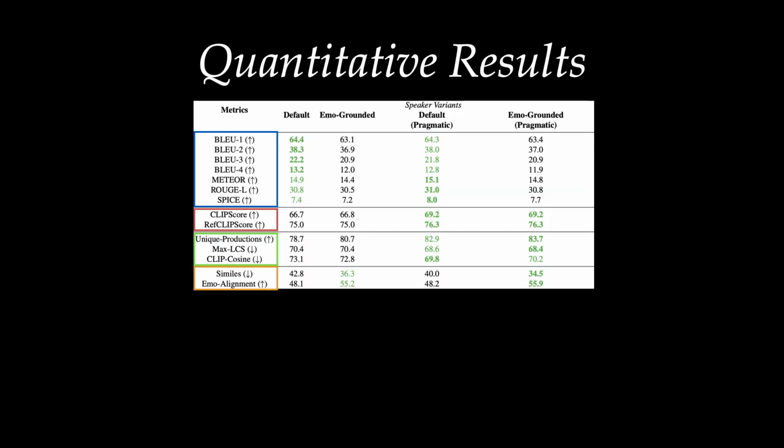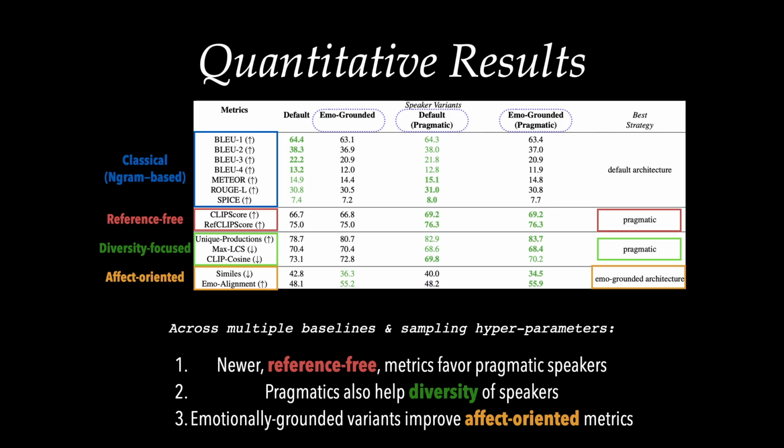We close our study by quantitatively exploring the effect of architectural variants against a large variety of captioning metrics. In summary, we make the following observations. First, newer metrics that are reference-free, i.e. they do not rely on ground truth captions in test sets, but use CLIP to measure the compatibility of a caption and an image, significantly favor our pragmatic variants. Second, the pragmatic variants also tend to create generations that are more diverse across a set of images, i.e. they suffer from less mode collapse.